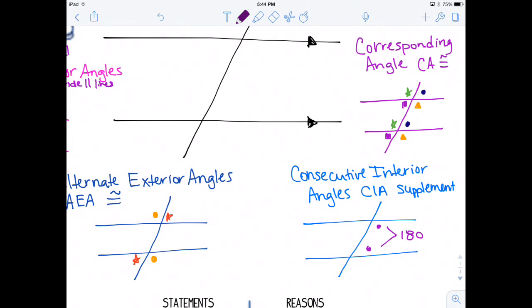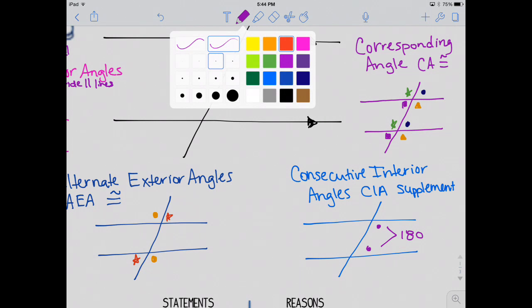There we go, a little bit of a delay. And we're talking here and here, and together they equal 180 degrees. So interior, meaning inside the parallel lines, consecutive, meaning in a row or in order. So those are the four that you also did in the investigation on your GeoGebra activity as well.